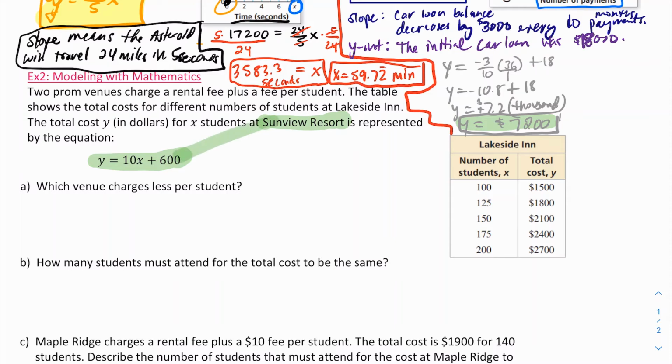X stands for the number of students. And Y stands for the total cost. So when you read this, the total cost, I'm just going to put cost, is equal to $10 per student plus the $600 rental fee. So the y-intercept will be the rental fee of the venue.